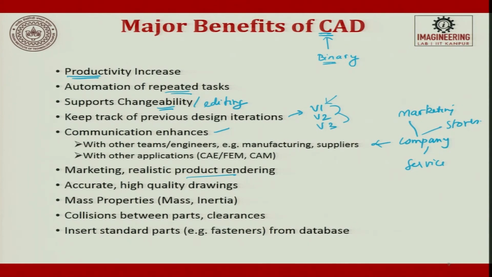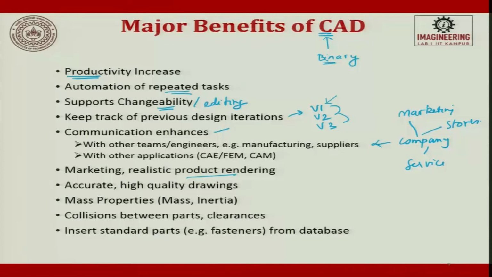In the initial days, they used to make the complete prototype of the product in clay, and then they used to give colors to it. It is a very tough job. Then accurate and high quality drawings. Apart from all these things, when you have a computer drawing made, you can easily do all the calculations you want, such as the surface area, the volume, the density, the mass, and the inertia required. All these things you are able to get because you are using CAD.